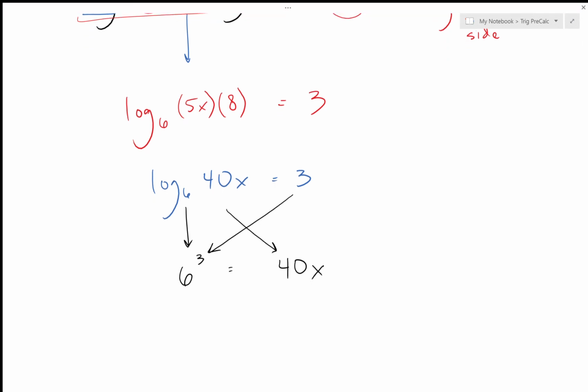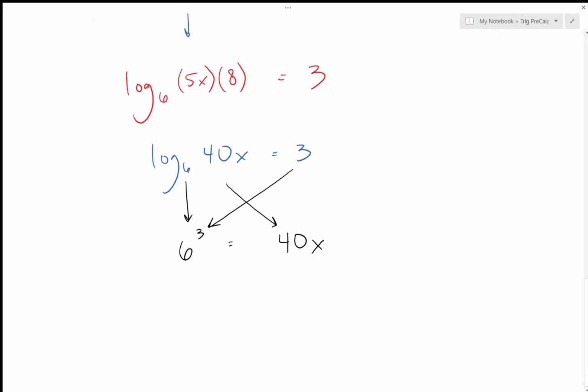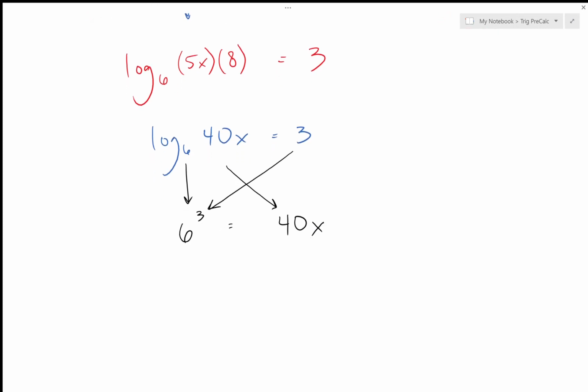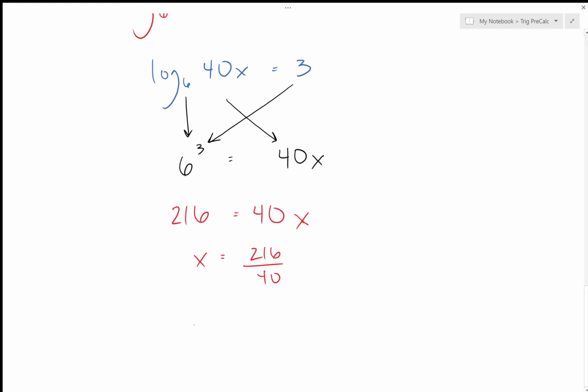And now this is a solvable problem because the log is gone. 6 to the third power, if you hit that on your calculator, gets me 216 equals 40x. Then dividing both sides by 40 doesn't really come out nicely, so I'll write 216 over 40, but it does reduce to 27 over 5. Now we don't really have to check this one because it's not a negative answer, it's not a 0, so that is a good answer for this one.